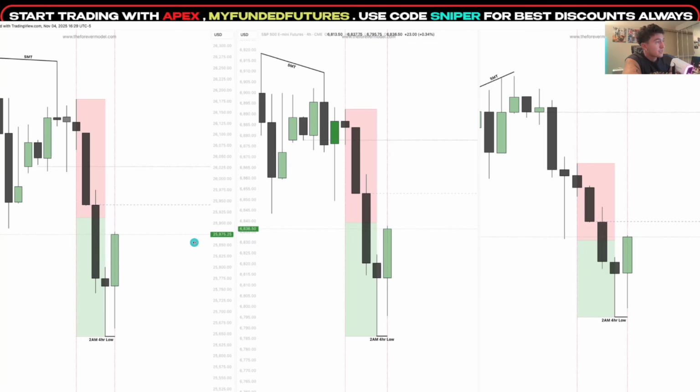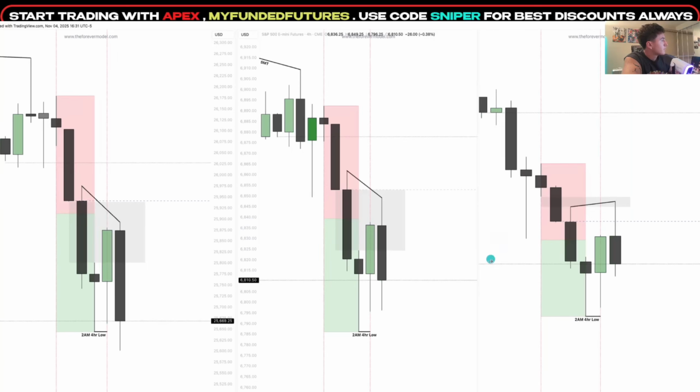But if I'm able to get a trade off within this 4-hour fair value gap, what I would need to happen is an SMT within that gap. Again, forever model foundation. Wait for an internal range liquidity pool, wait for an SMT. Once you have that, then you can look for a trade. Simple as that. So this is the next 4-hour candle right here.